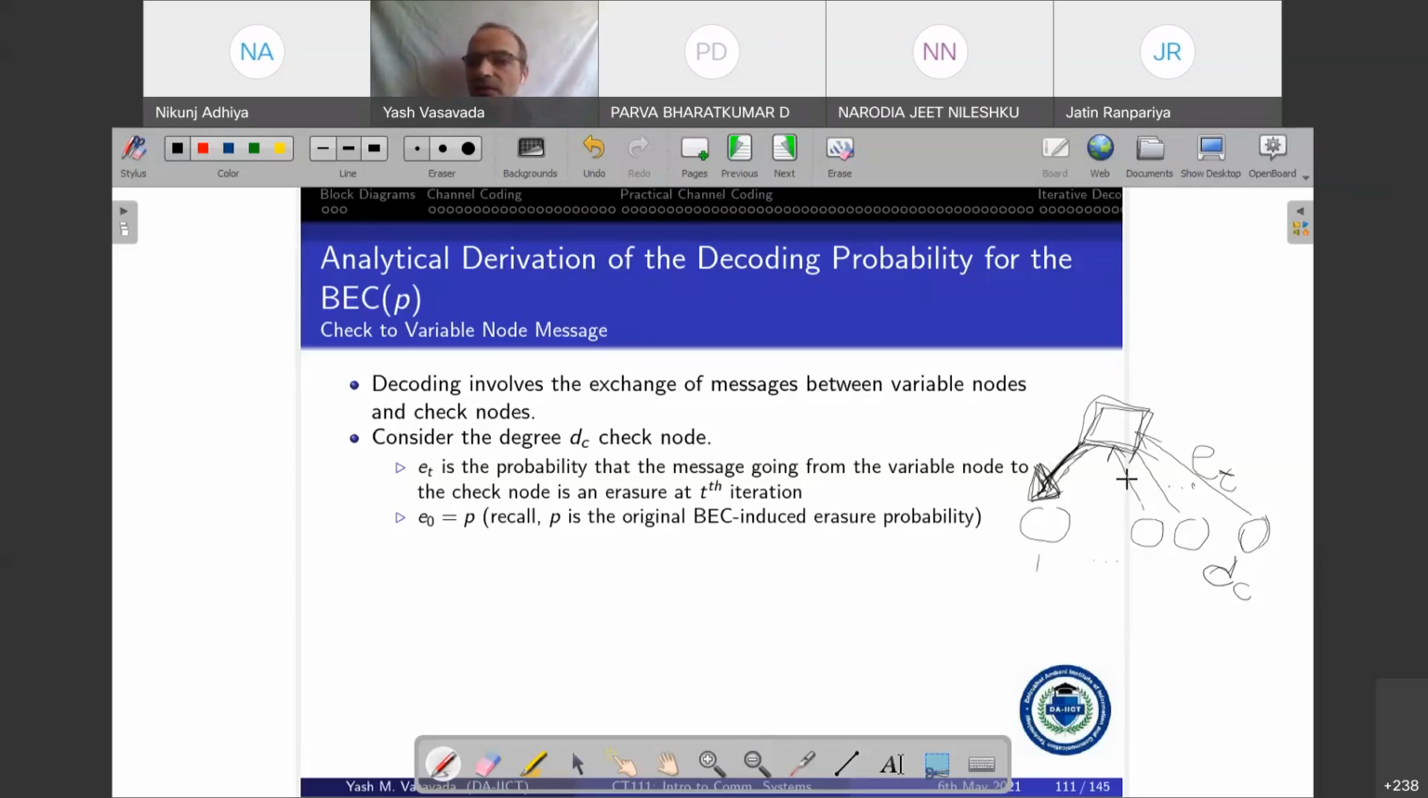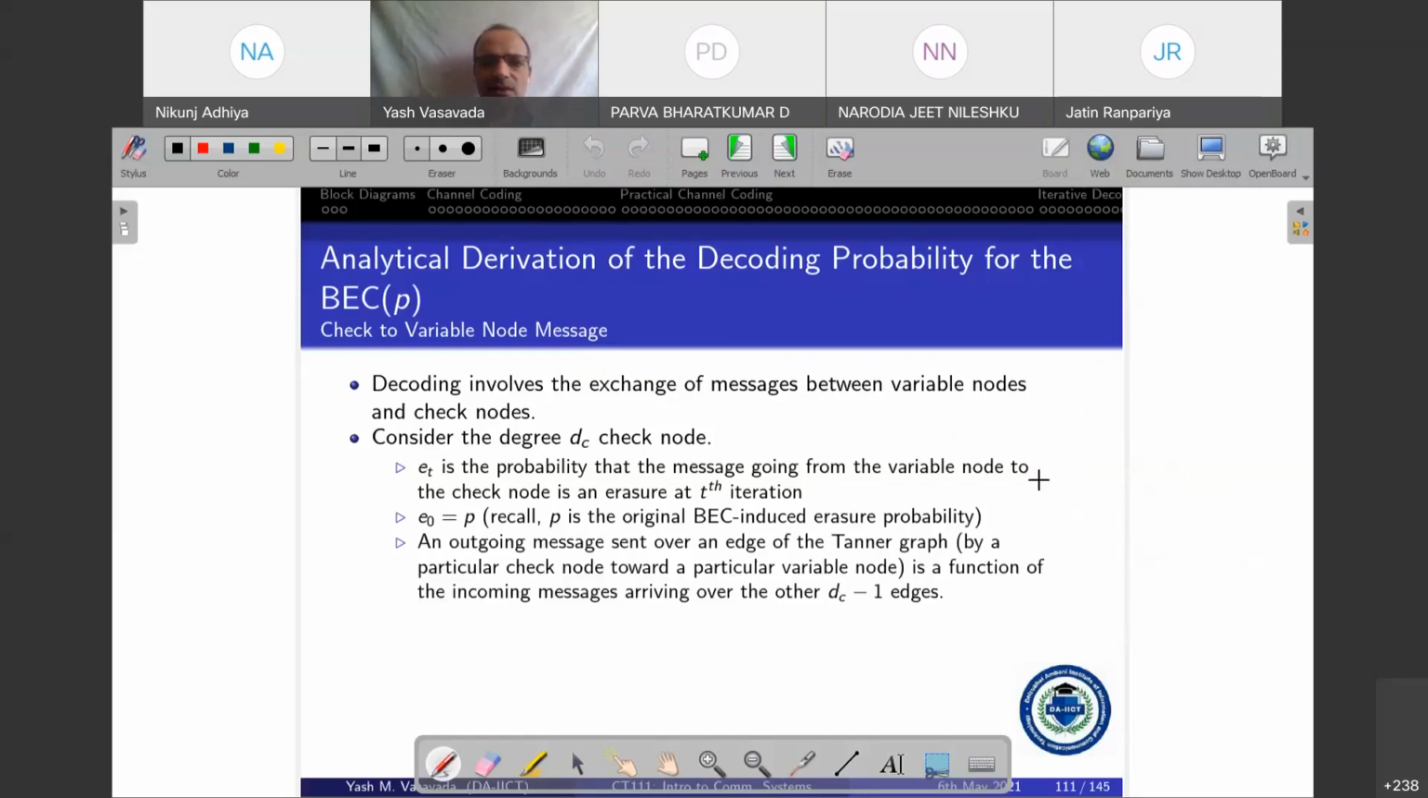So the question is, when the dc minus 1 incoming messages to this check node have an erasure probability of E of t at the tth iteration, what is the probability of erasure of a message coming out of this check node? To help you answer that question, this is the observation: for the outgoing message to be unerased, all of those dc minus 1 messages that are incoming from the other variable nodes must be unerased.